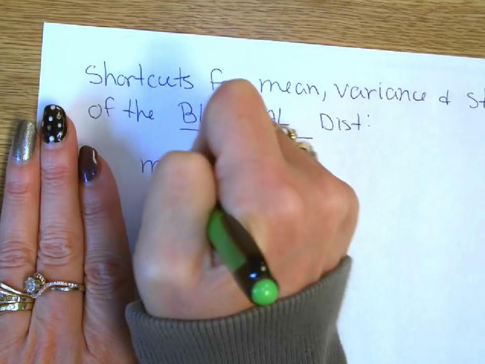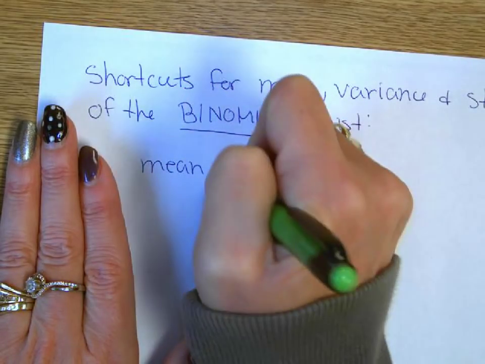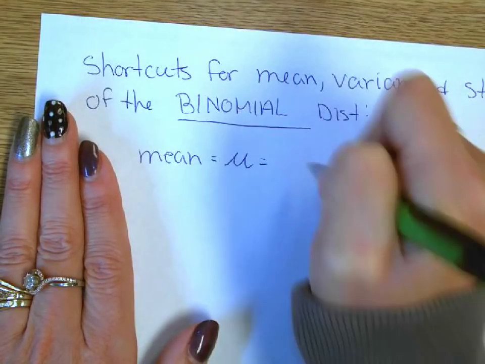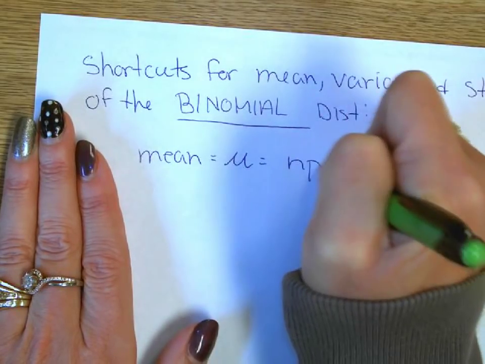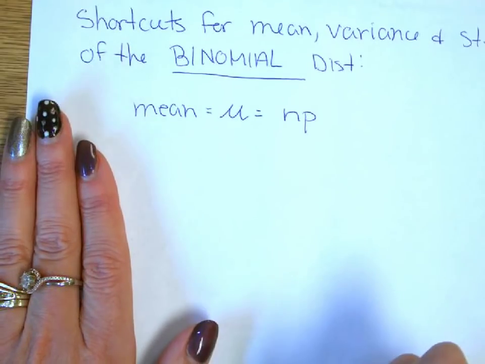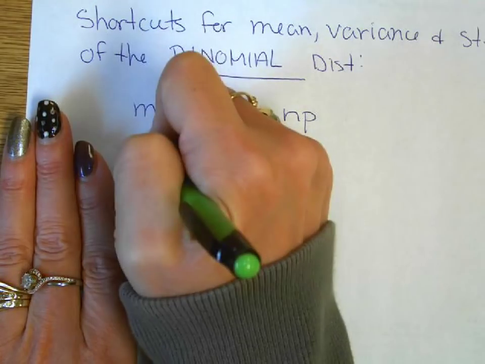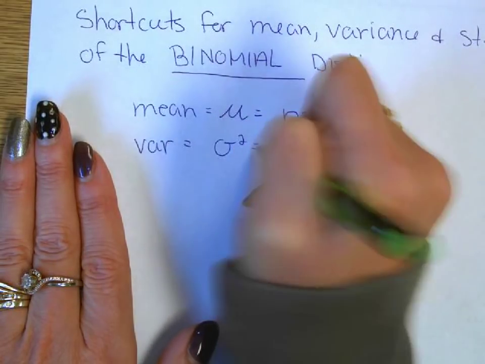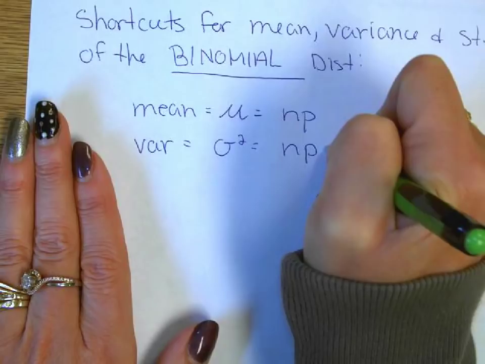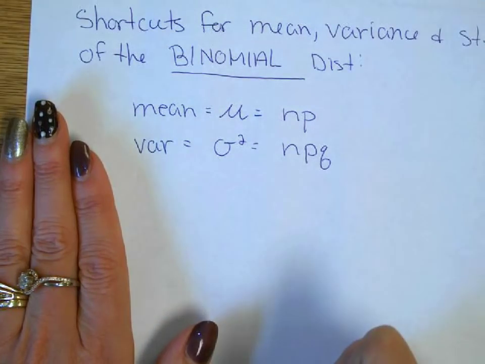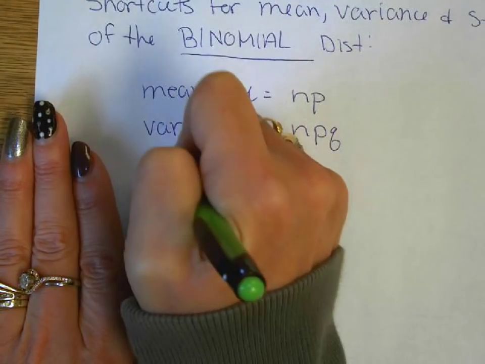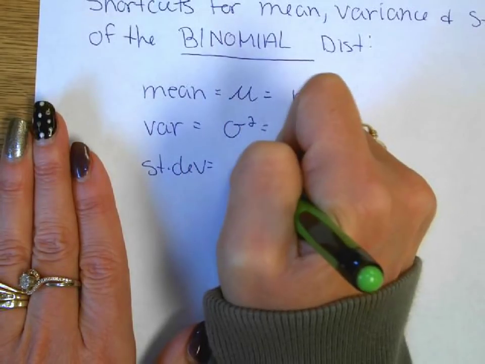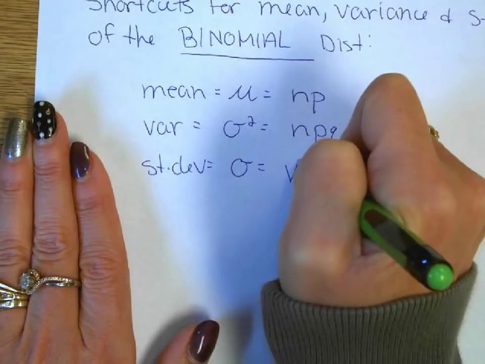Okay, the shortcut for finding the mean is just to, remember the symbol, multiply the number of trials times the probability of success. Shortcut for variance is n times p times q. And then again, standard deviation, that same relationship exists where it's just the square root of the variance.